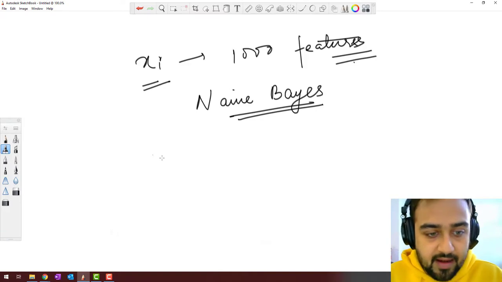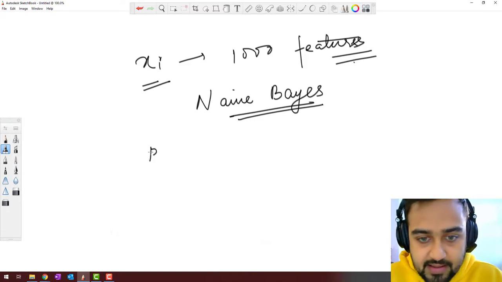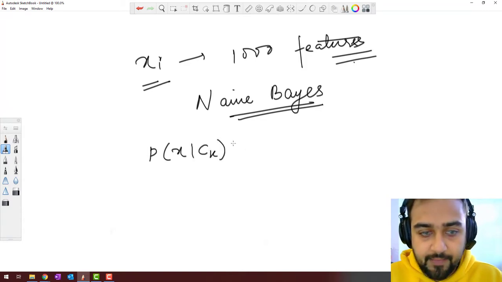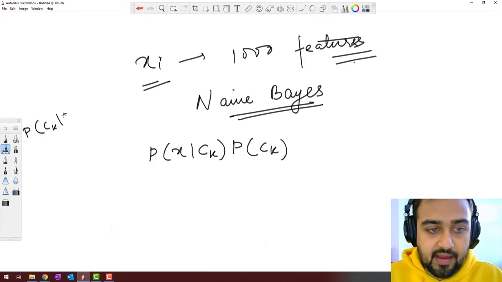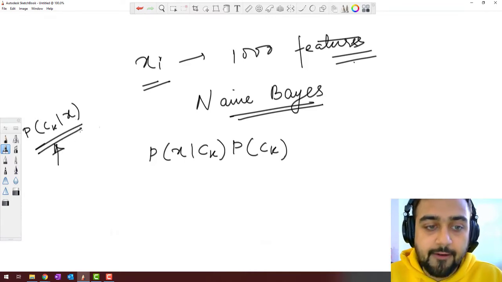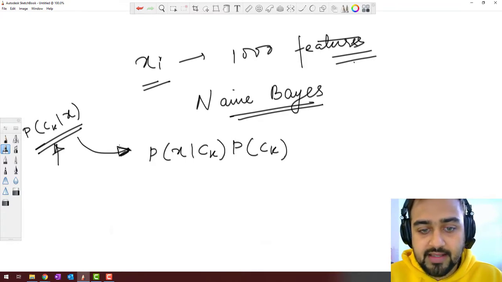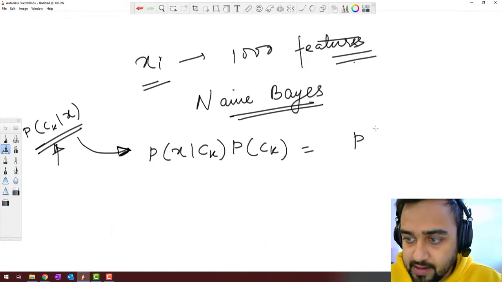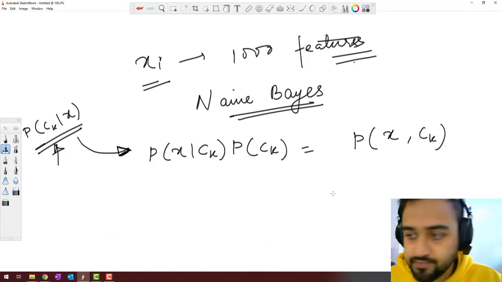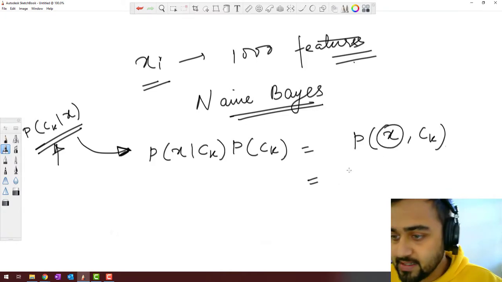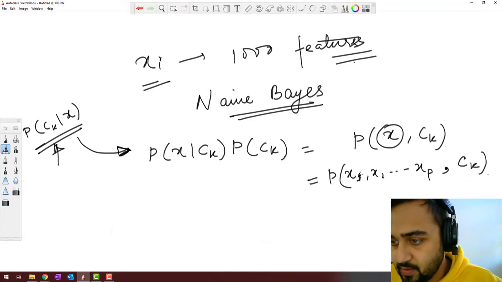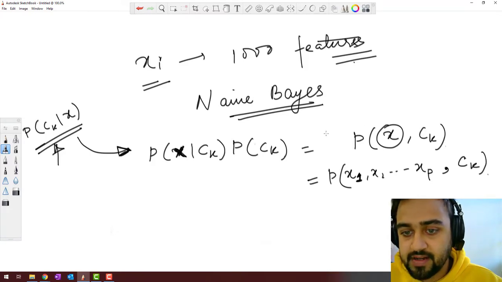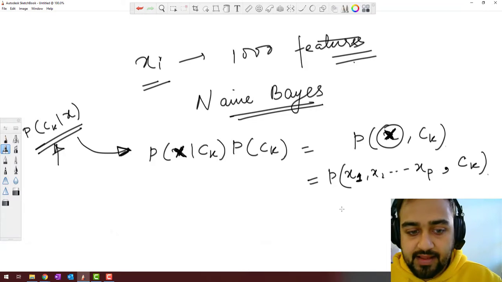Before describing it, let's go back and rewrite the quantity we are trying to estimate, that is P of x given Ck, times P of Ck. Because we had to find the max of P of Ck given x, and we ignore P of x because it is the same for all the classes. In order to find this, let's write it in terms of x comma Ck. Now x is made up of p features, so this can be written as P of x1, x2 till xp given ck.